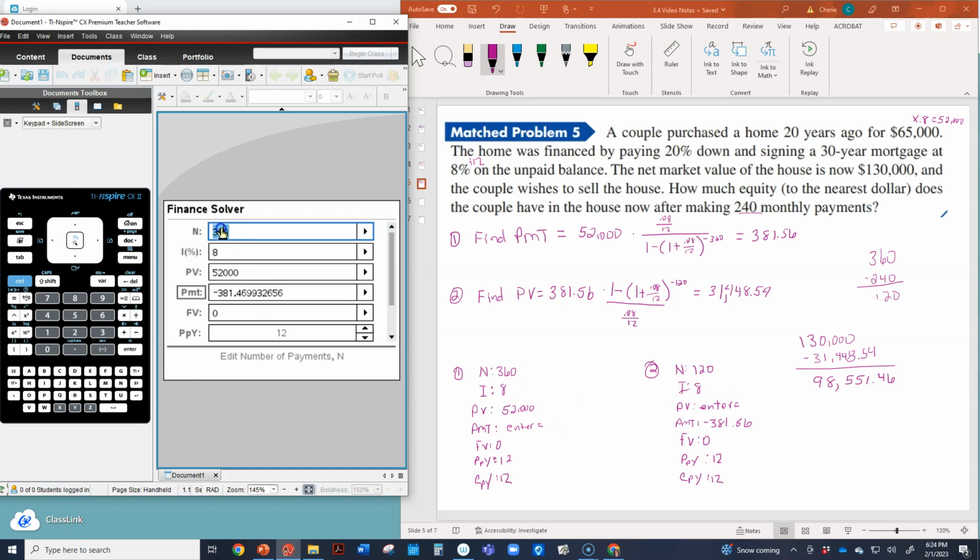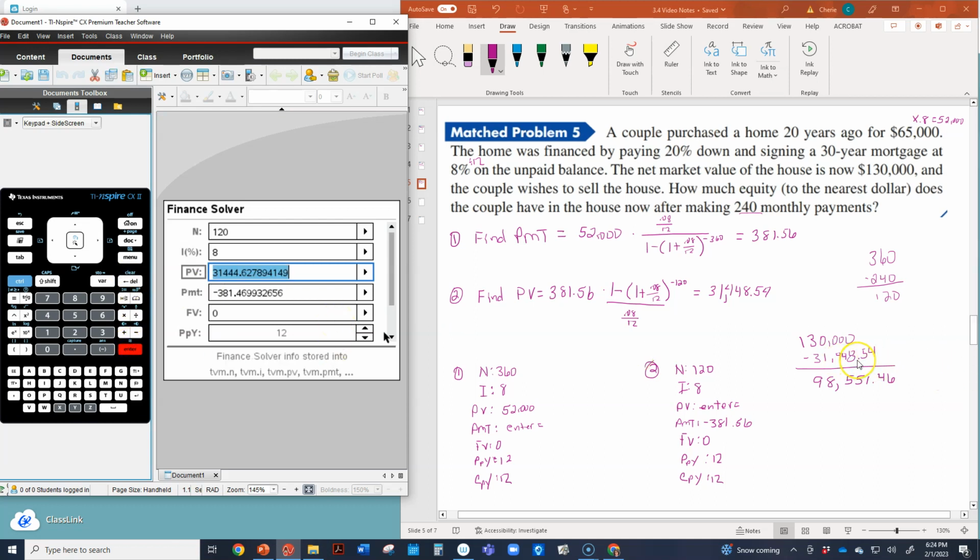But that would be what you'd do. Then you'd go back and change this to 120 payments, and you would leave that payment alone, and then you would calculate this. And it came out to be $31,484, and again, my change is off. So that's how you do it, formulas or the finance solver.